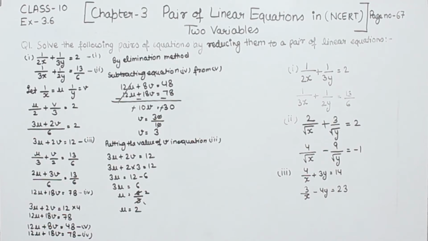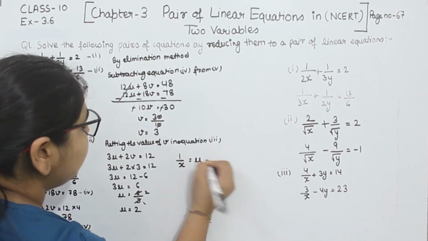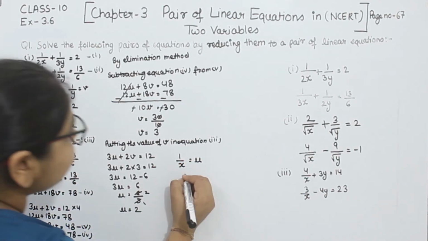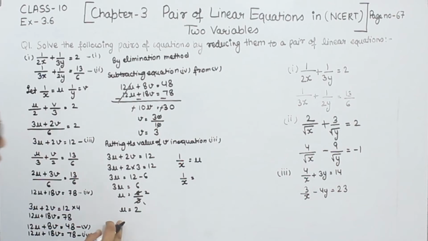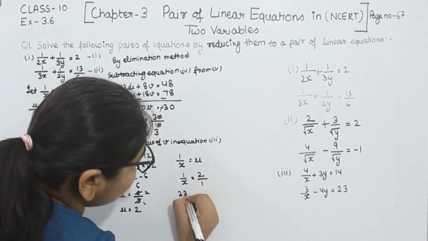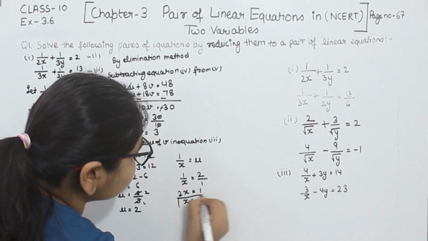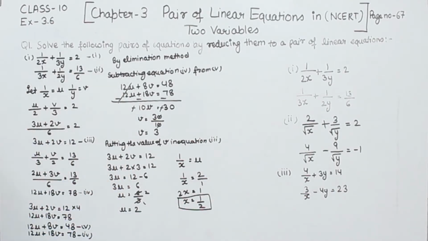So we are going to write here. Here we have 1/x = u. So 1/x and u equals 2. Now we cross multiply this one. So we have 2x = 1, x = 1/2. This one we have is the value of x.